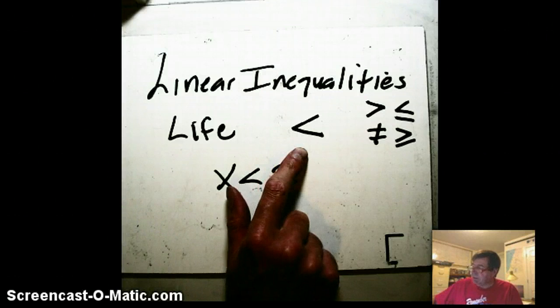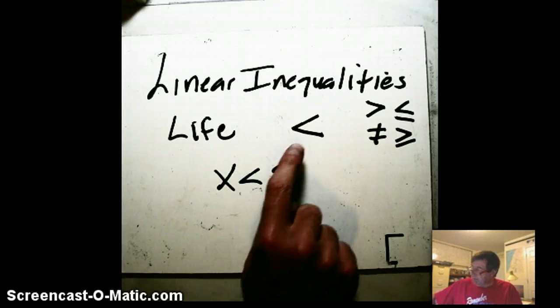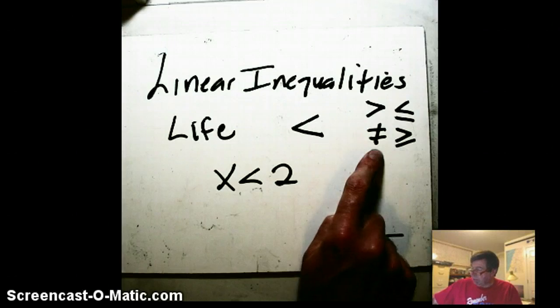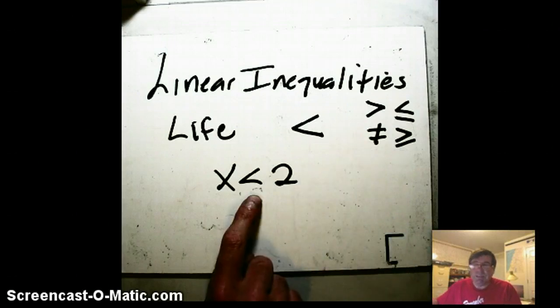So here, this symbol means less than. Remember, the symbol always points to the value that's further to the left on the number line. This is called the less than, and then we have greater than, less than or equal to, greater than or equal to, and not equal to. So what does this mean?